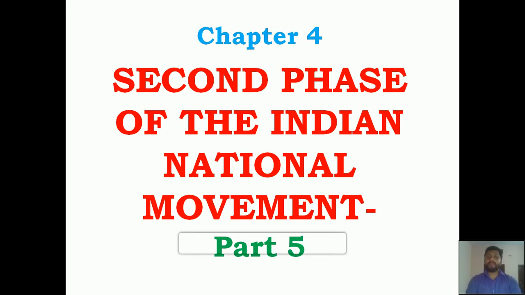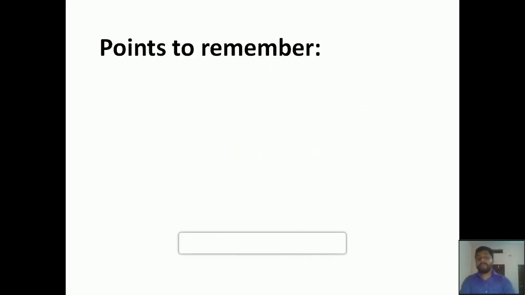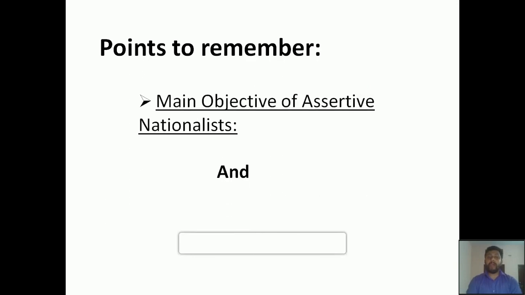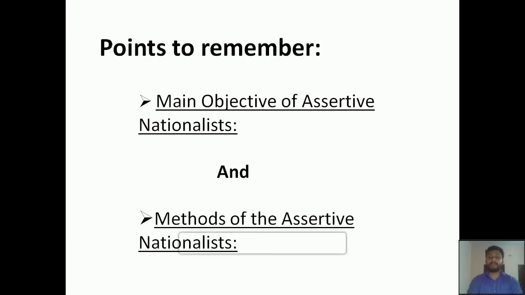Before we move to the new topic, I would like to grab your attention to the previous class which we have discussed in the last class. In the last class, we were focusing on two important points. First one, main objective of assertive nationalist, and the second one, methods of the assertive nationalist. So under main objective, we were discussing one important objective. That means they were having only one objective, that was complete freedom, or in other words, Purna Swaraj.